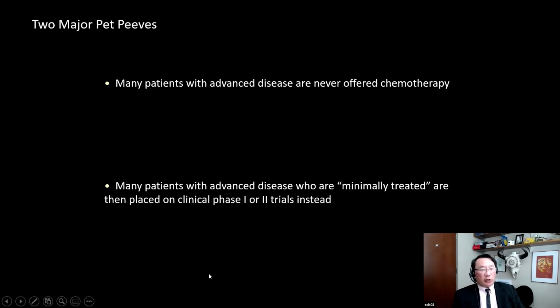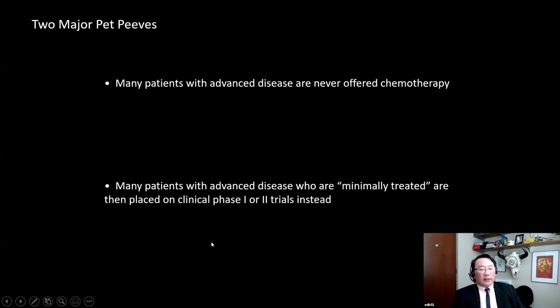I do want to mention two pet peeves that I have, given the fact that I see about 6,000 patients annually. I do not like it when patients come to me with advanced disease, very often terminal advanced disease, and they've never been offered chemotherapy. I think that's not good. I think that patients, when they are healthy enough early on, should be offered chemotherapy because chemotherapy is very effective for treating their prostate cancer.